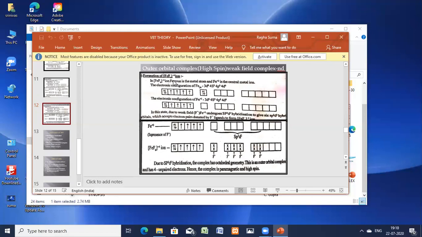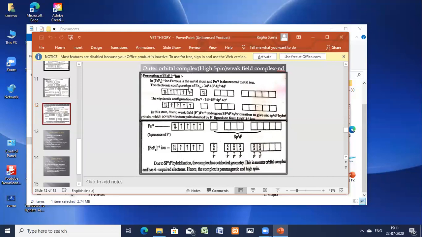Now we'll see the hexafluoroferrate complex. It is an anionic complex. Here iron is the central metal atom with 6 ligands and -4 is the charge. The ferrous ion is the central metal, Fe in the +2 state. So x plus 6 into -1 is equal to -4. So x minus 6 is equal to -4. X is equal to +6 minus 4. X is +2. So iron is in the +2 state.